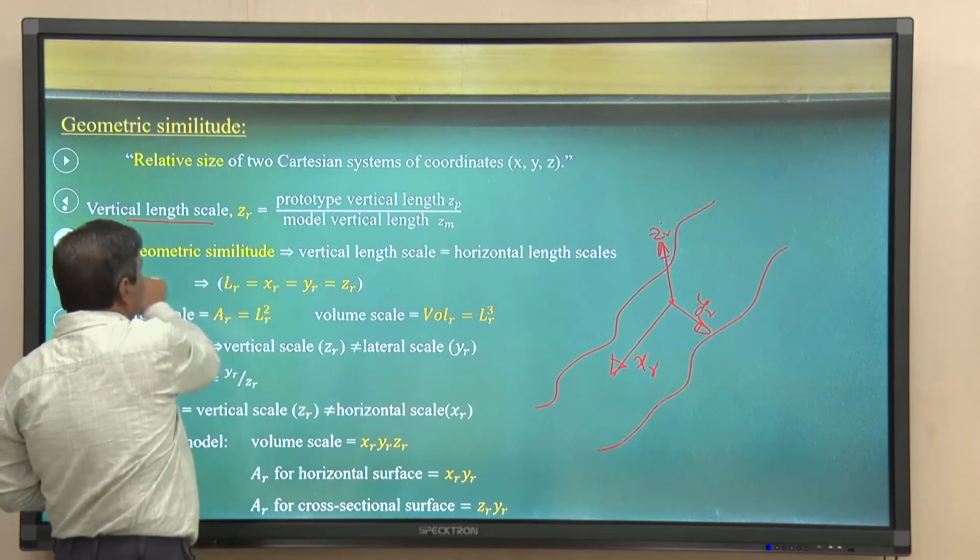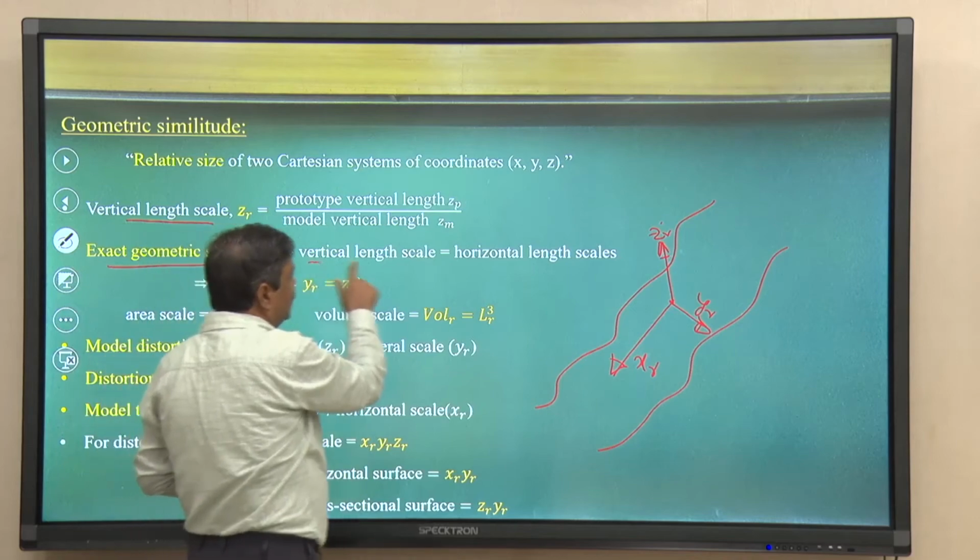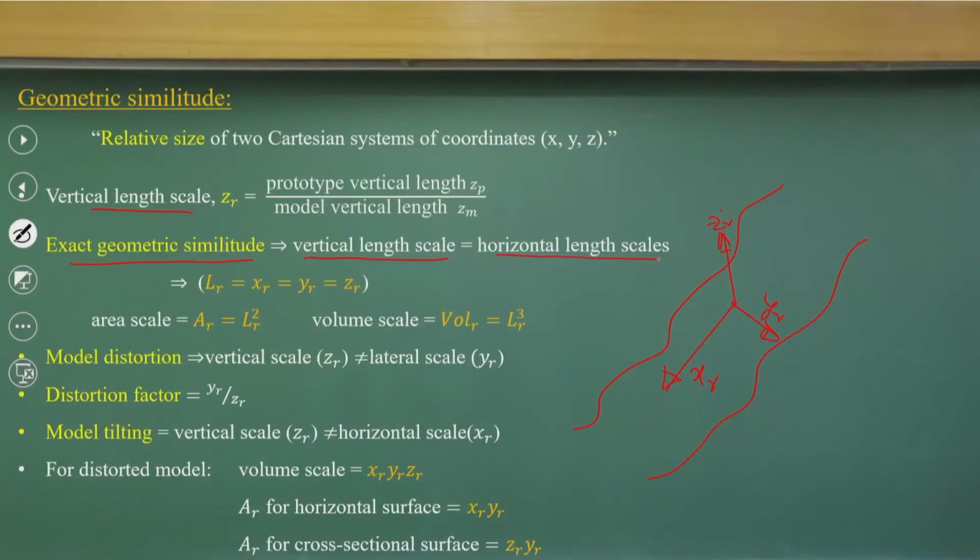When you do exact geometric simulation, your vertical length scale is equal to the horizontal length scales. That means XR is equal to YR equal to ZR, which can be done for a smaller stretch. It is exact similitude, that means you are not distorting it. You are talking about a 3D model of a hydraulic structure, like a dam structure. We can have all these conditions satisfied, so the ratios XR, YR, and ZR can also be satisfied. This is the condition for the length ratio, called geometric similarity.